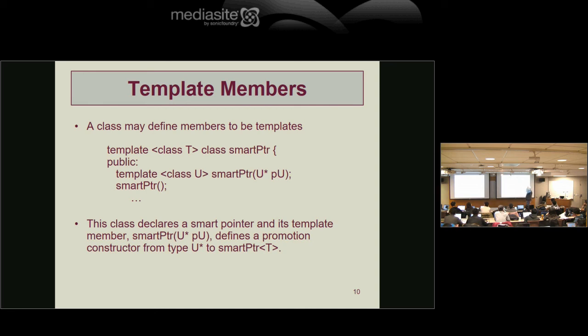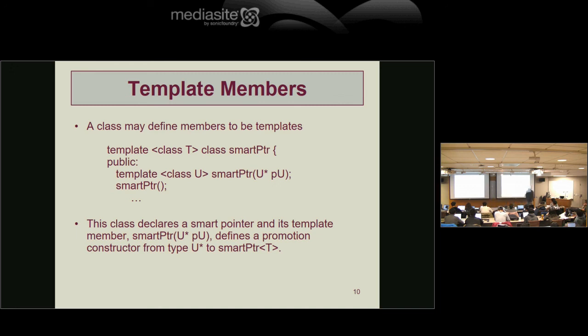so I could take my smart pointer and I could promote a smart pointer of a different class to my smart pointer, but that type has to be convertible. If he's pointing to a widget and I'm pointing to a super widget, then there has to be a conversion between widgets and super widgets. Okay, that's all.